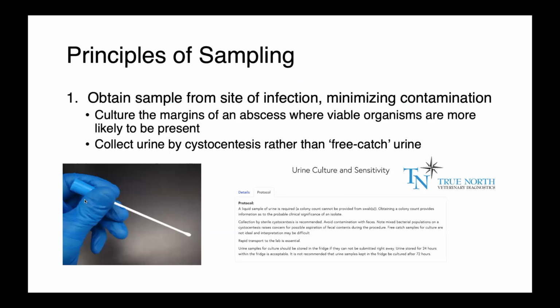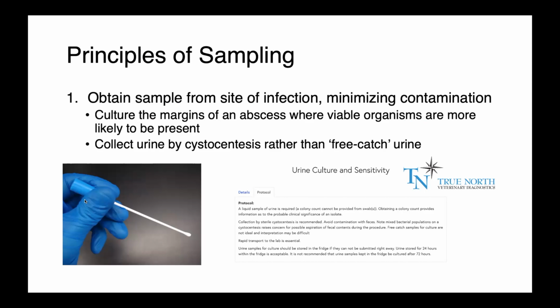Next, we're going to talk about principles of sampling, because this is something that I think is frequently underemphasized. The first thing we need to be aware of is that we have to obtain our sample from the actual site of infection while minimizing contamination. Now, this might sound really obvious, but in the case of an abscess, for instance, it's actually much more diagnostically beneficial to culture the margins of the abscess where viable organisms are more likely to be present rather than the purulent material in the center.